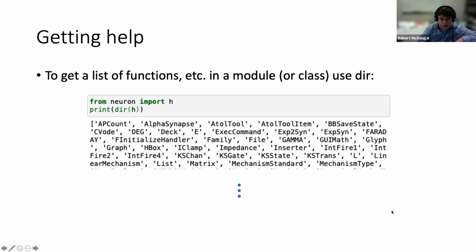If you want to get help on an individual thing, there's two main ways of getting help within Python directly. So if I do from neuron import h, I now have a thing called h in my Python interface. And so I could print out the directory, dir of h, and this is just going to list literally everything that's available within h. So since I see there's an APCount, that means that I could do h.APCount, or h.AlphaSynapse, or h.atoltool, or h.Exp2Syn, or h.Exp.